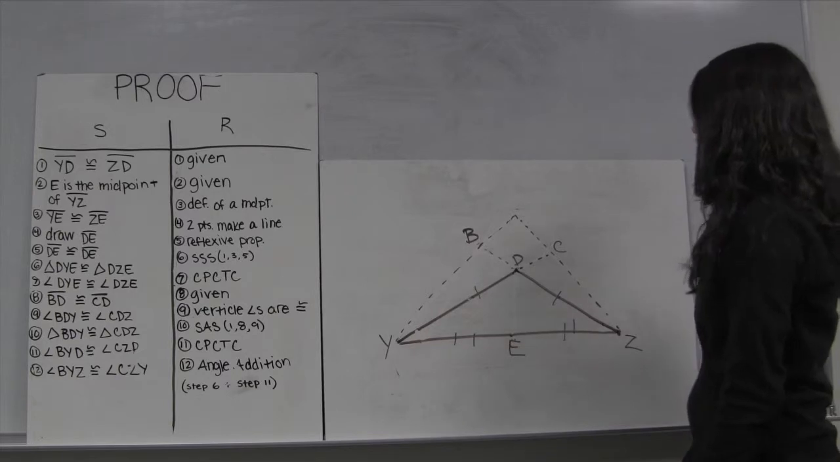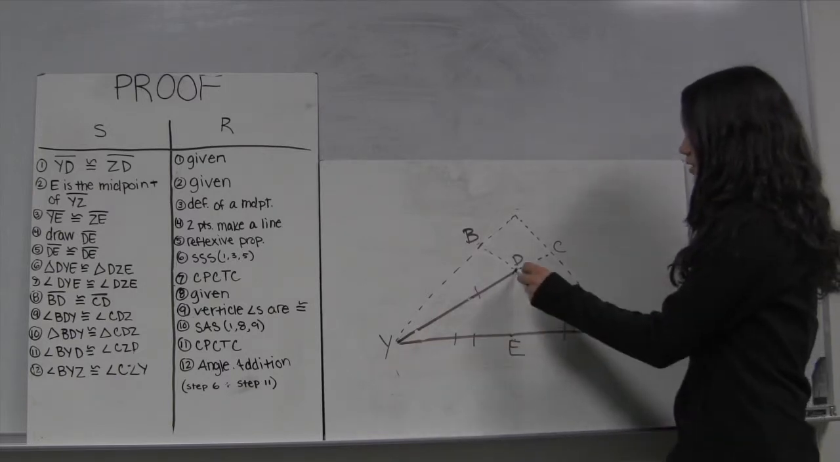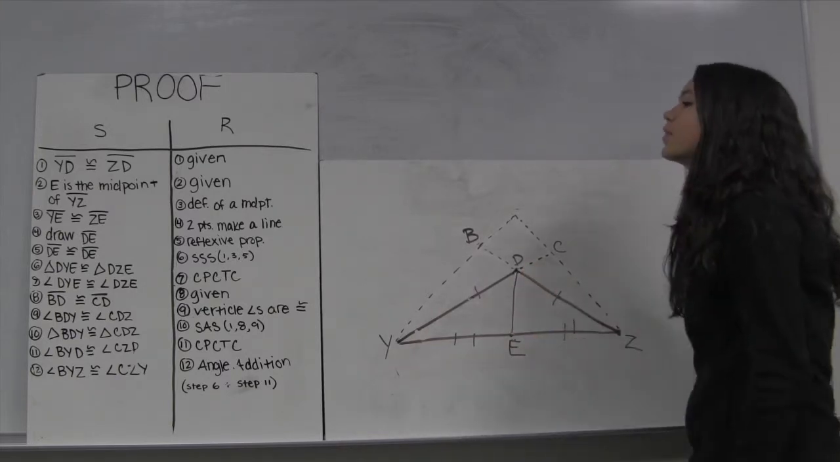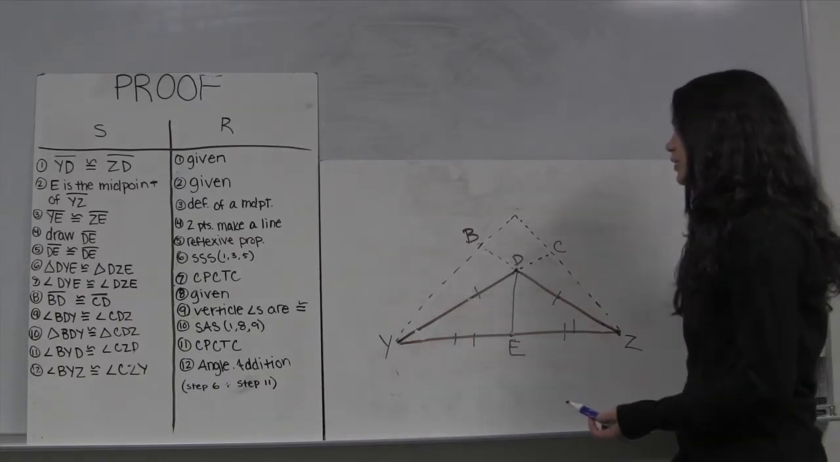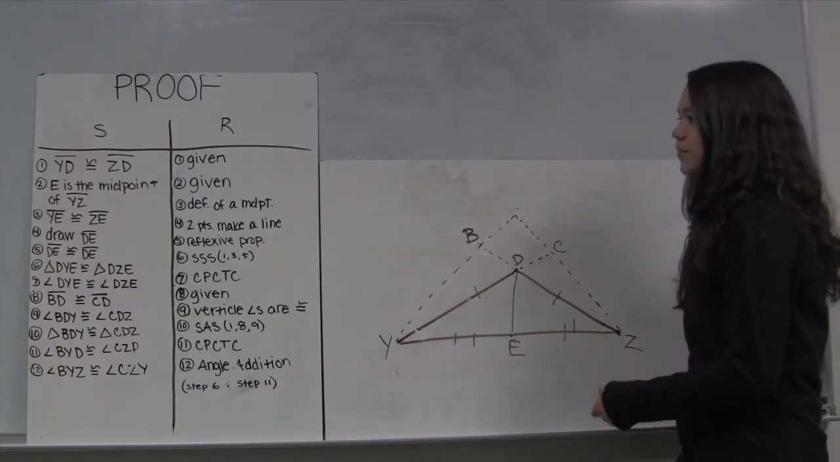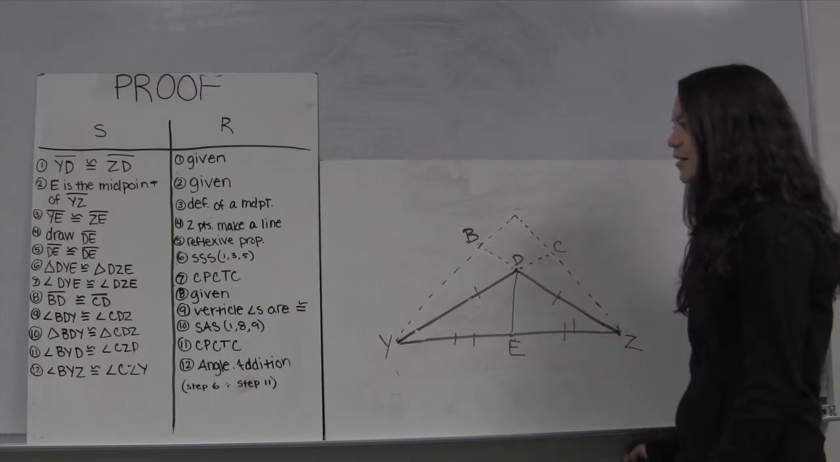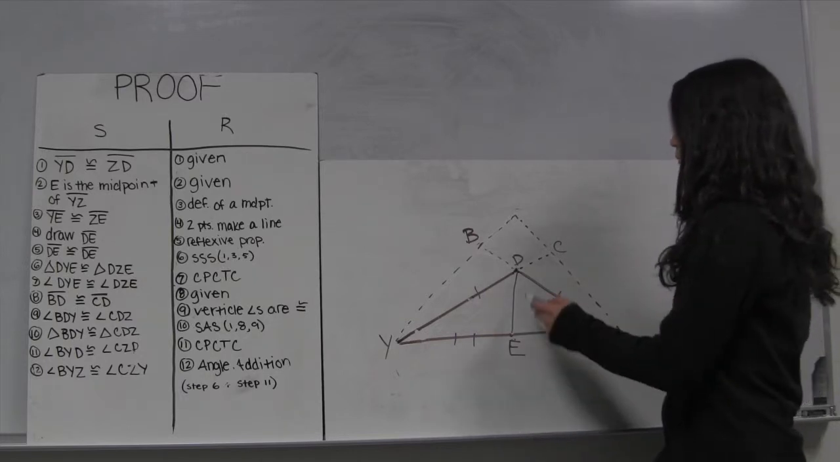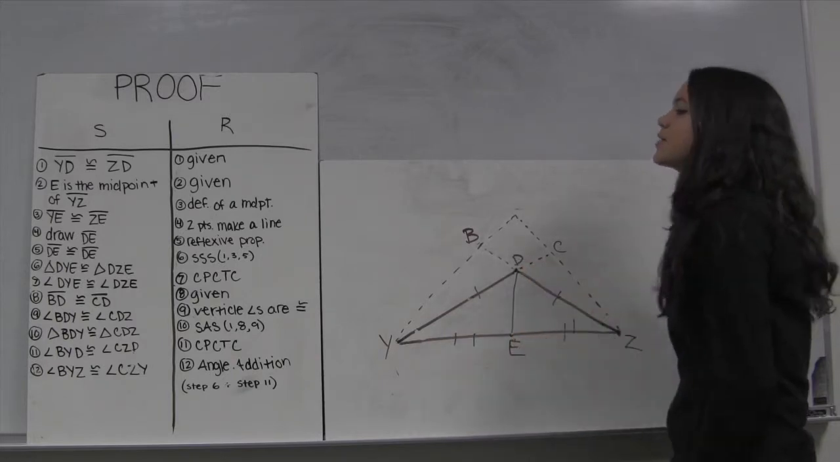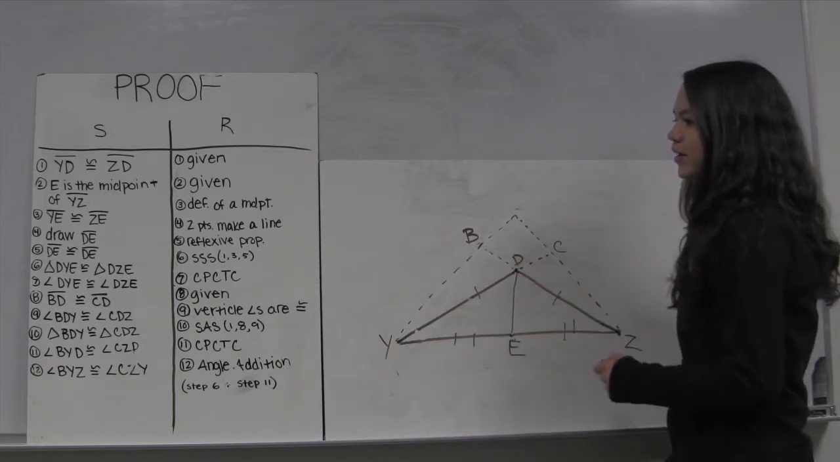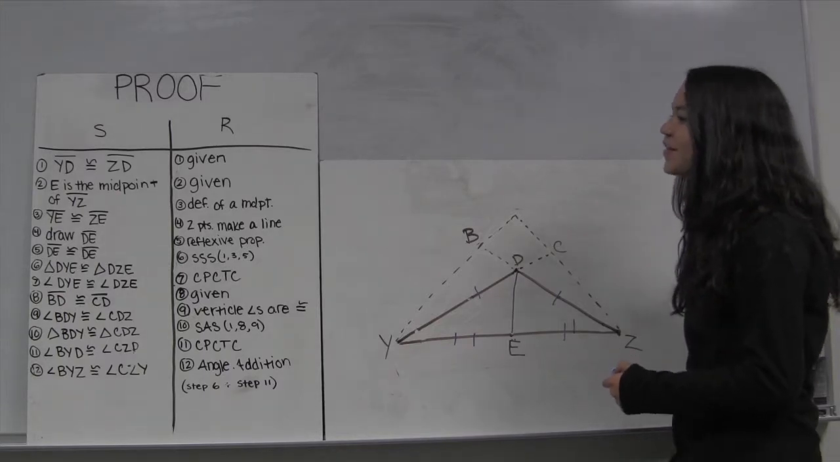And then our fourth step is going to be, we're going to draw in DE. And 2 points make a line, which is our reason. And then DE is congruent to DE because of the reflexive property, which is a segment is always congruent to itself. And in step 6, we're going to prove that DYE is congruent to DZE because of side, side, side, which we showed in steps 1, 3, and 5.